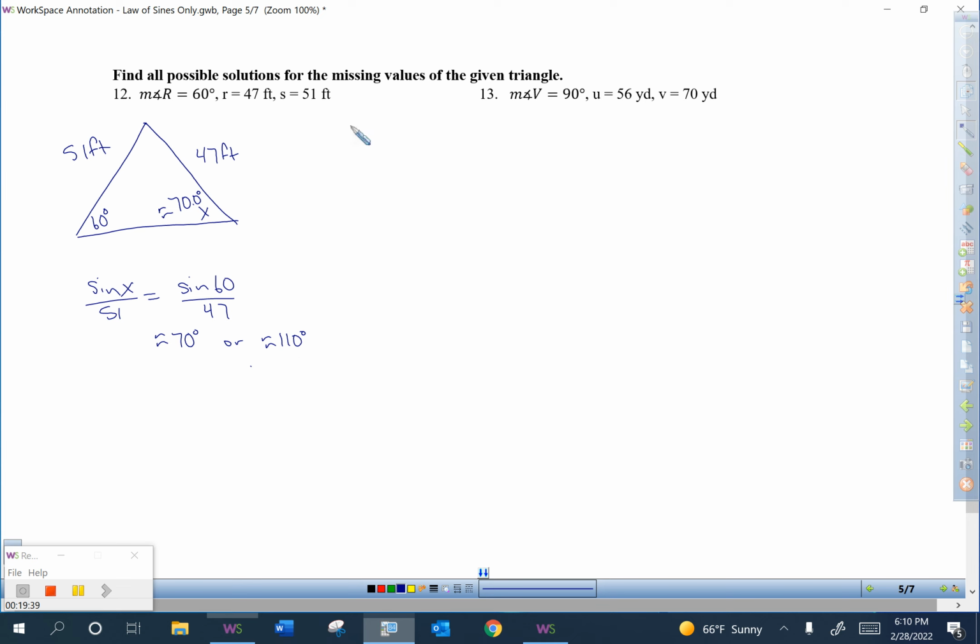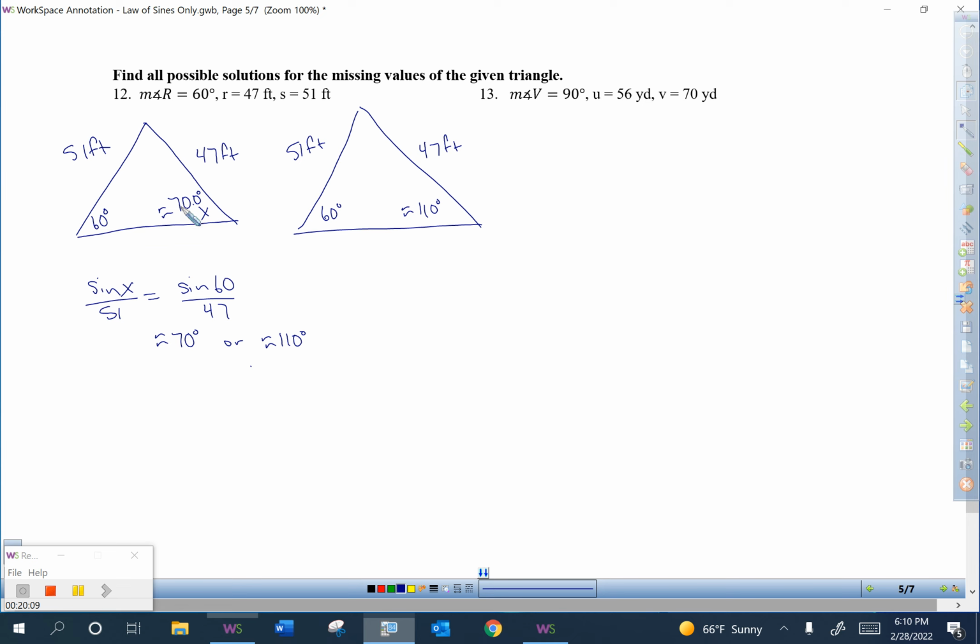And for these ones, I want you to actually draw the second triangle. And you can draw it the same way every time, even though this is definitely not how it would look. Okay, so we've got 60 degrees here, 47 feet, 51 feet, and we're putting our second option in there, the 110. Once you have that, we're going to find the third angle because that's the easiest thing to work with next. Okay, this is just by knowing the three angles in a triangle add up to 180.